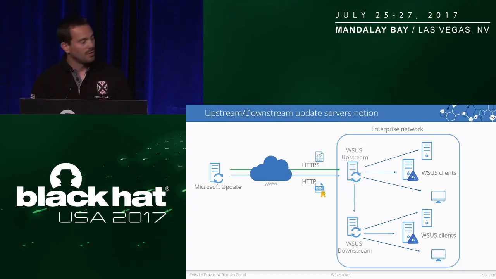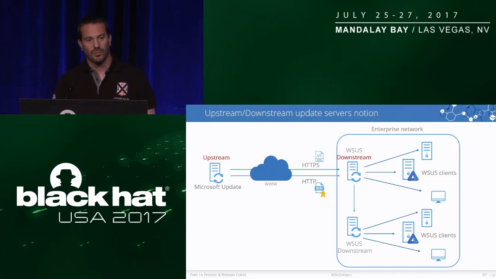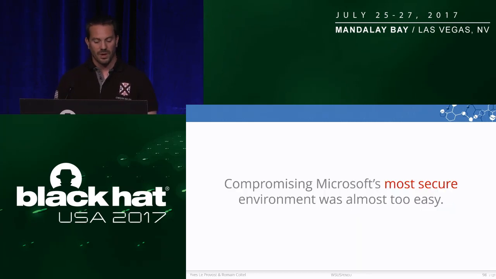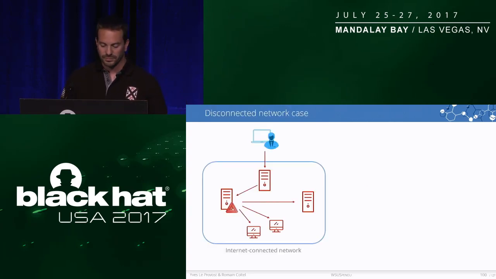In this case, we can define 2 kinds of servers, an upstream server and a downstream server. In other terms, a downstream server is a WSUS server that receives updates from the upstream servers, and an upstream server is a WSUS server that delivers updates to a downstream server. By extension, the uppermost server in this chain is the Microsoft update server. Okay, we have a path to control Microsoft's most secure environment, but we need to go deeper.